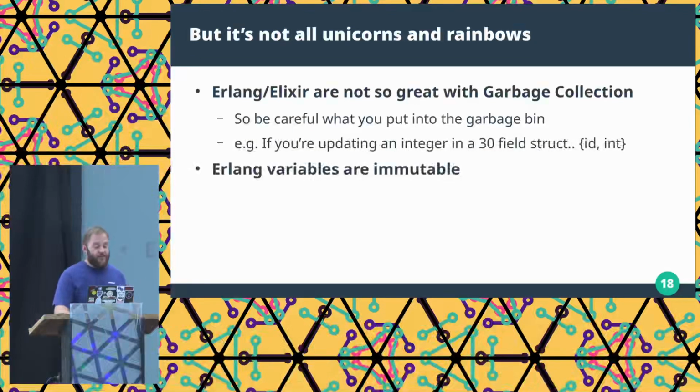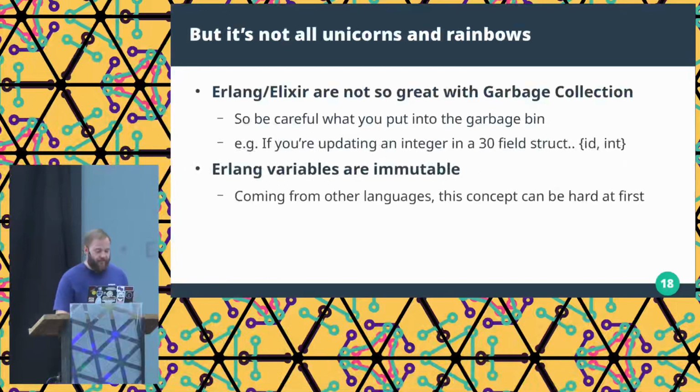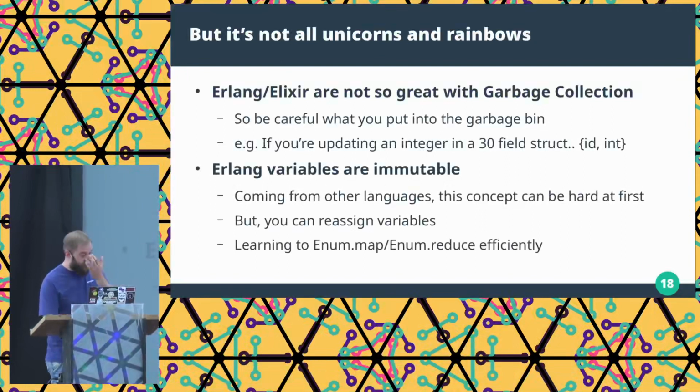Another thing is Erlang variables are immutable. I mean, given other languages, I've known the concept, but it can be really hard to get back to that. In Elixir, happily, you can reassign variables. So your structures are all immutable, but you can reassign variables. The whole thing, well, this is not actually a bad thing, but it's a learning curve. And you have to learn to use Enum.reduce or Enum.map efficiently if you're using it. But it's not that bad.